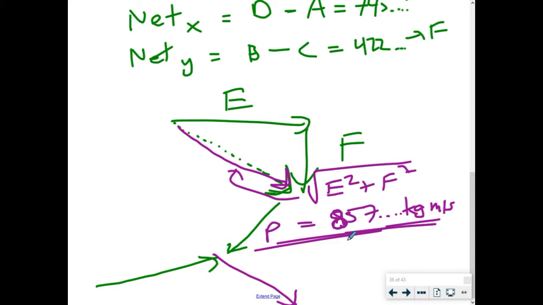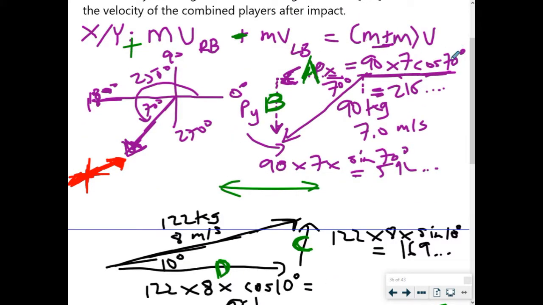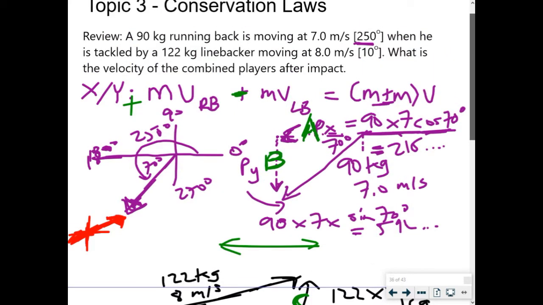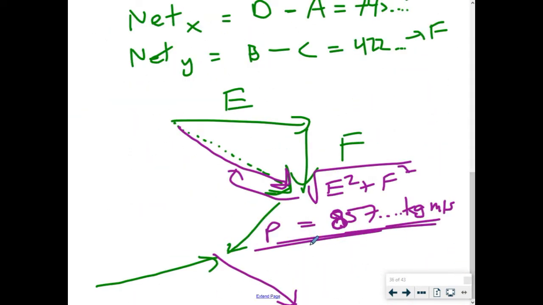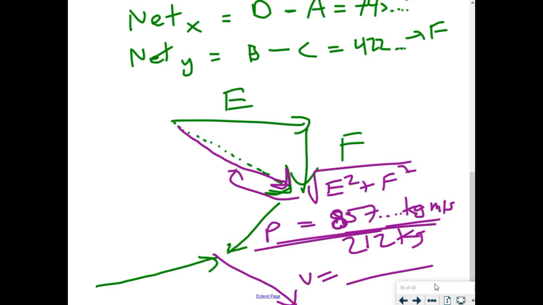I believe we were asked to solve for the velocity that they were traveling. So how do I change momentum into a velocity? But what mass? The combined mass, which is why in this formula up here I pointed out you need the combined mass of both of them, because one's tackling the other. So the combined mass looks like it's 212, I think, kilograms. So if I divide this by 212 kilograms, I should get their velocity. So divide by 212, and now we're done the question. I got a combined velocity of 4.0 meters per second.